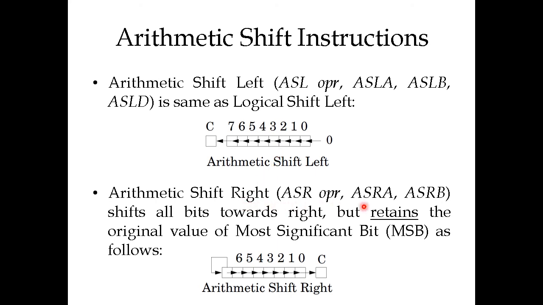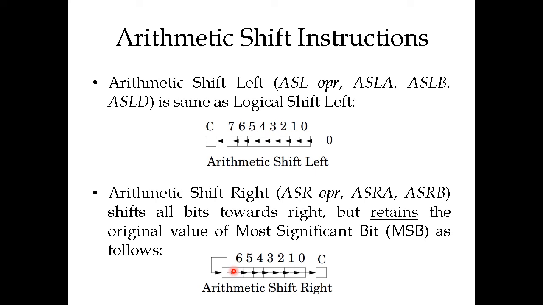As you can see, we have arithmetic shift right for A and B and for the memory locations. So this is the interesting part. It shifts all the bits towards the right, but it retains the original value of the most significant bit. So you are not pushing anything from the outside. All you are doing is retaining whatever you had in the most significant position, and then you are pushing everything else one bit.